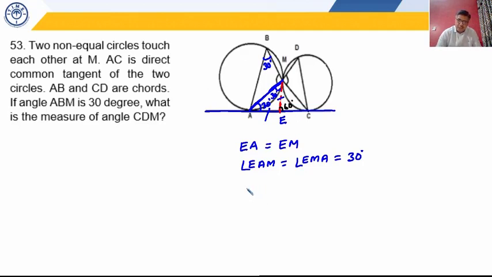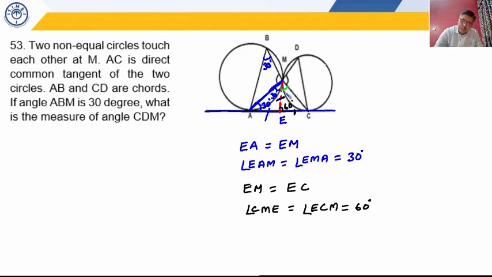Now again, can I say EM is equal to EC. So angle CEM, this length is equal to this length as well. So angle CME is equal to angle ECM is equal to 60 degree. 60, 60, 60. And you know that angles in alternate segments are equal.